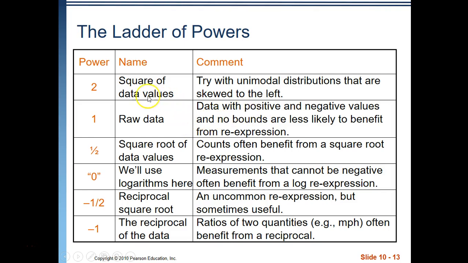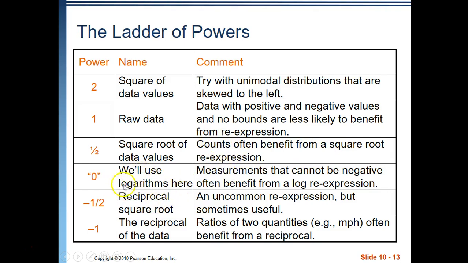So if you're seeing data that's skewed to the left, you may want to try that power. Raw data: data with positive and negative values and no bounds are less likely to benefit from any kind of re-expression, so you're fine with it as is. But square rooted data, counts often benefit from a square root when you're talking about the counts of stuff.